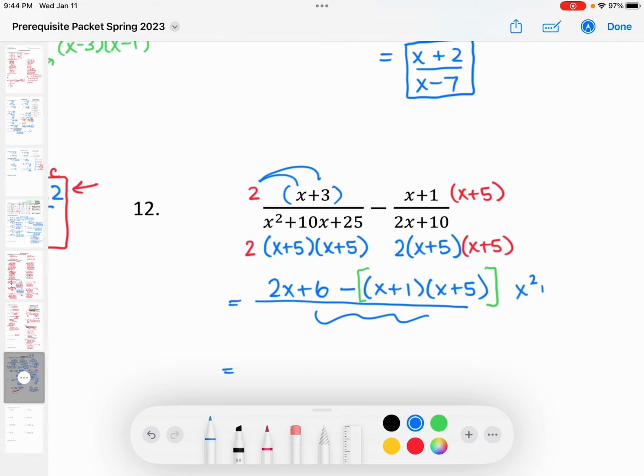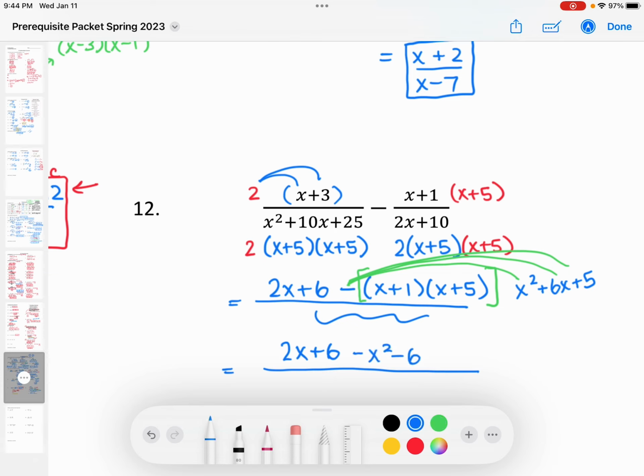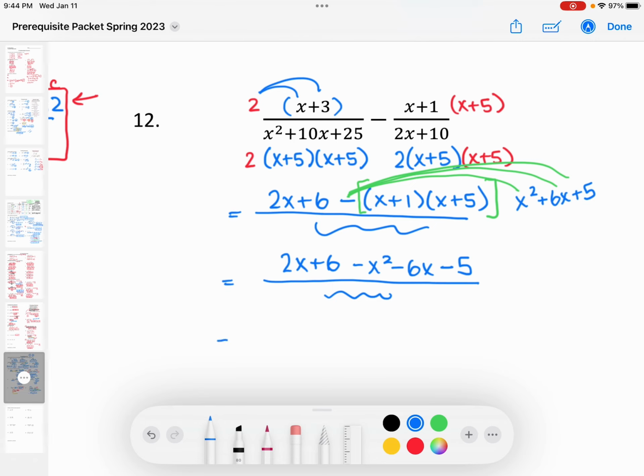X squared, outside, inside will wind up being 6x plus 5. All right. So the top has the 2x plus 6, but then I'm going to distribute the minus to all 3 of those FOILed out pieces. So it'll be a minus x squared, a minus 6x, and a minus 5, all over that common denominator. I think I'm about ready for my final answer.